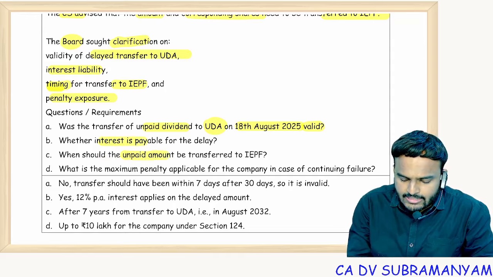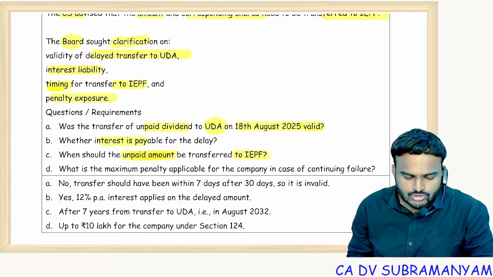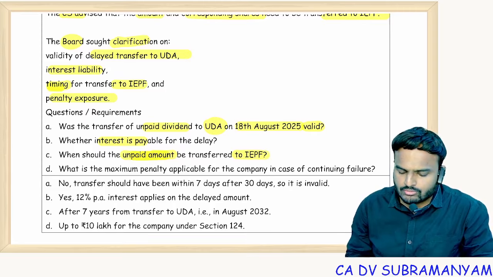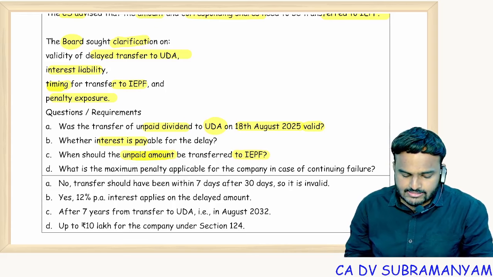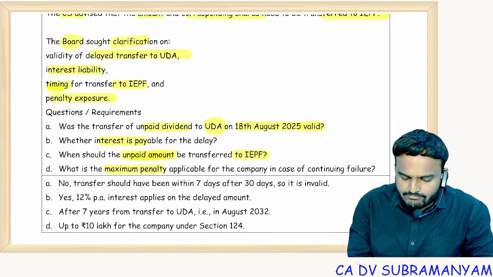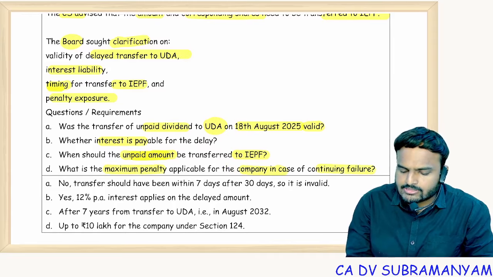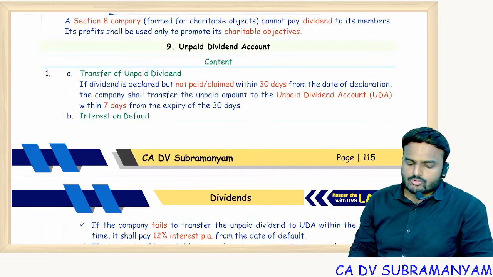When should the unpaid dividend amount be transferred to IEPF? 7 years. A 7-year time period is there. After 7 years. What is the maximum penalty applicable for the company in case of continuing failure? Just look into our material.